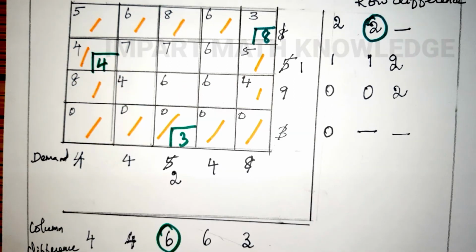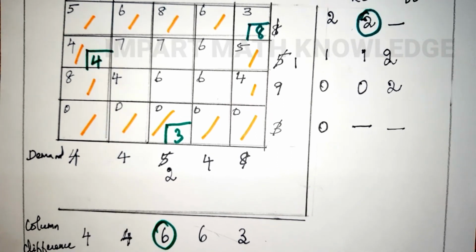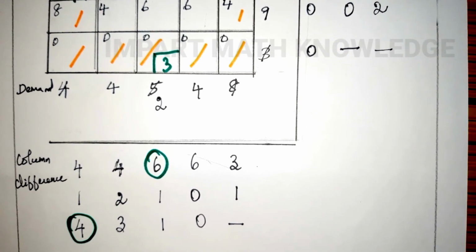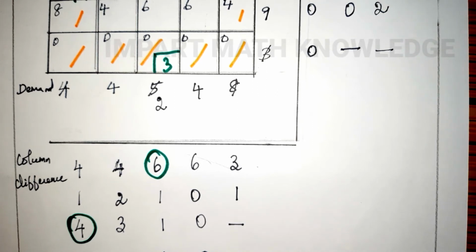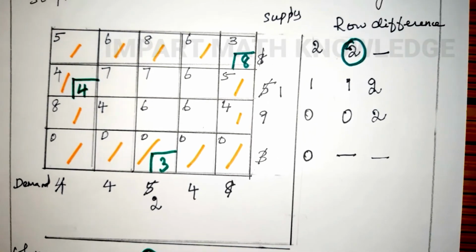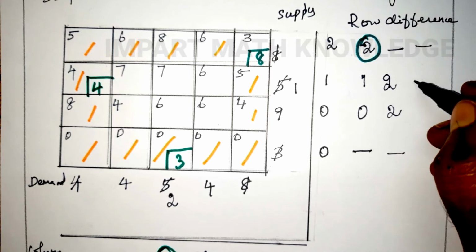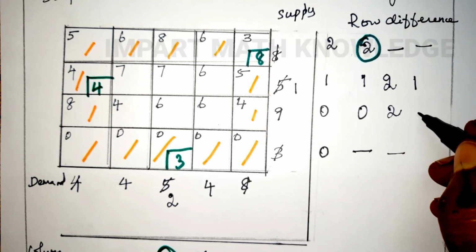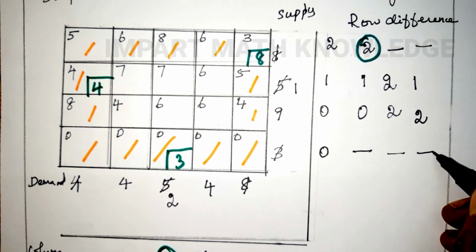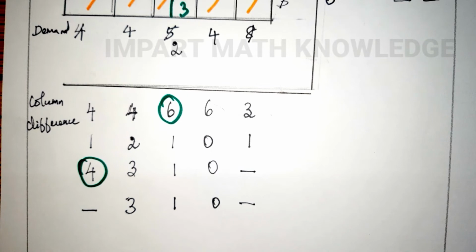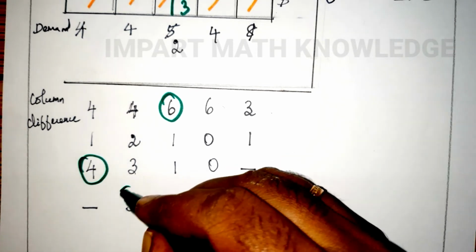Now I have to take the difference again. This is dash, column difference, dash, and this is 7 minus 4, 3, 7 minus 6, 1, 0, 6 minus 6, 0, dash. And the column difference is over. Now the row difference is first row dash, second row difference is 1, third row the difference is 2 and dash. And here the highest penalty is 3. So in the second column you are going to allocate the value.